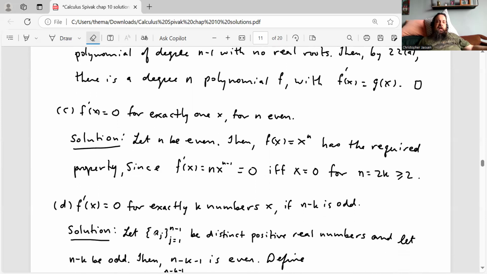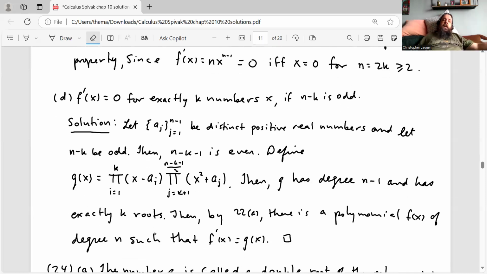All right, part C, f prime of x equals 0 for exactly one x. For n even, let n be even, then f of x equals x to the n has the required property, since f prime of x equals n x to the n minus 1 equals 0 if and only if x equals 0, for n equals 2k, meaning n is an even natural number greater than or equal to 2.